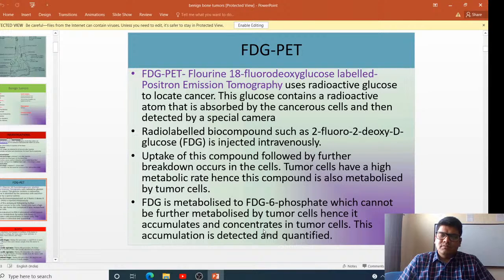Uptake of this compound, followed by further breakdown, occurs in the cells. Tumor cells have a higher metabolic rate, so this compound is metabolized by the tumor cells. FDG is metabolized to FDG-6-phosphate, which cannot be further metabolized by the tumor cells. Hence it accumulates and concentrates in the tumor cells. This uptake is detected in the PET scan.